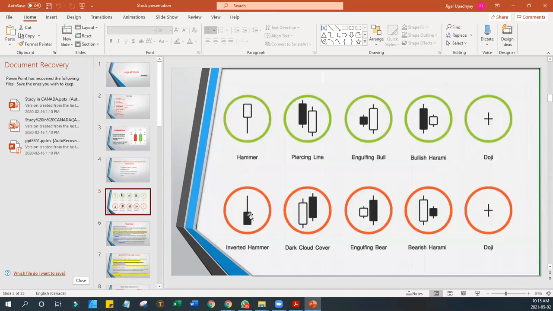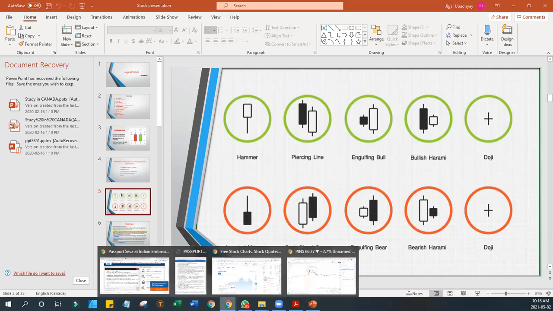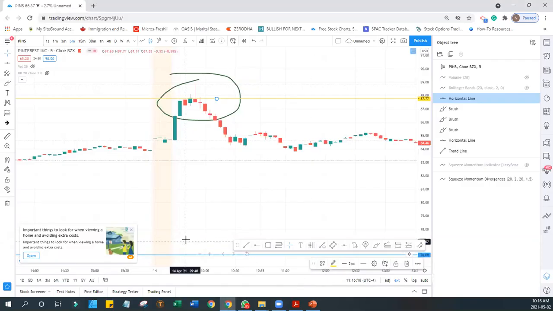Look at the bottom. When you have a big wick on the bottom and a small body, that means the seller tried to push the price down, but then the buyer came in and took the price up. Let me show you on the chart if I can.